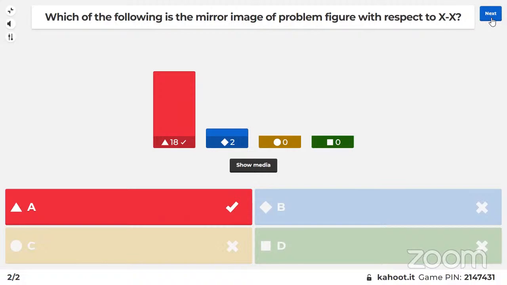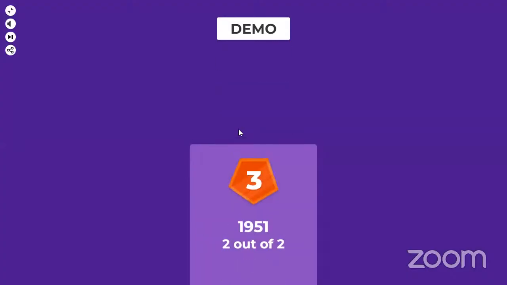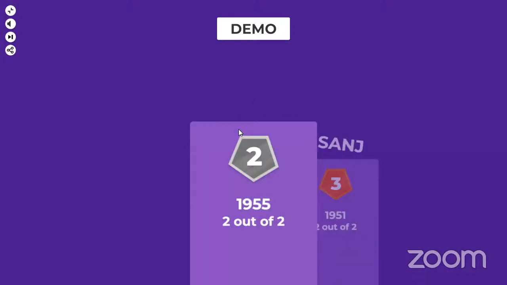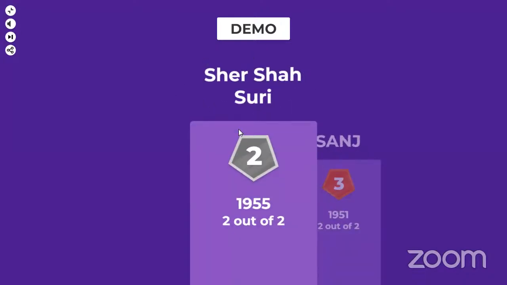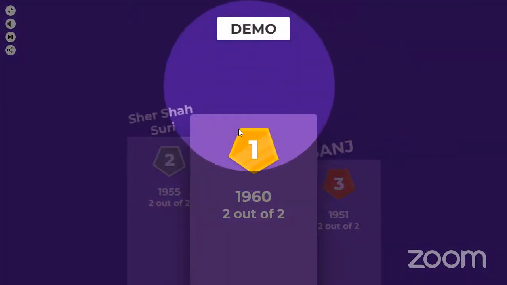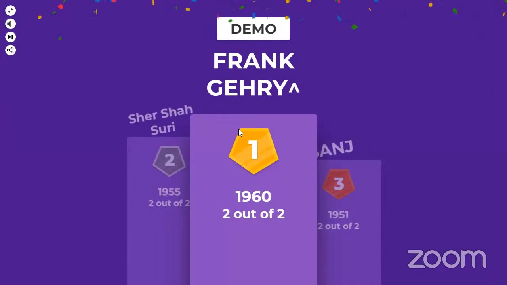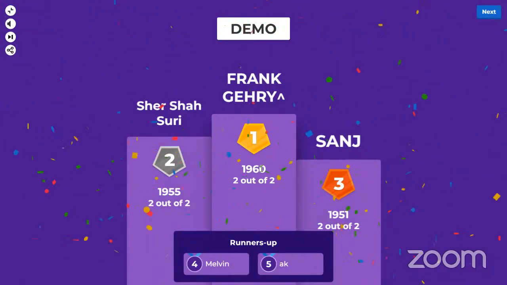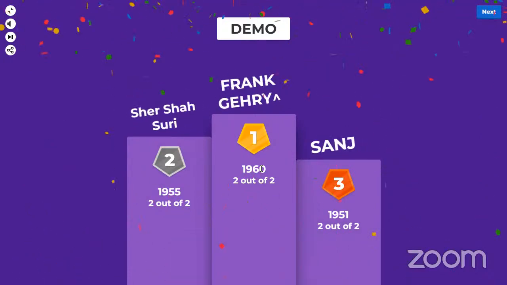Now, once the quiz is complete and all the questions are done, I'll click on next, and you'll be able to see the podium. Podium is wherein you see the winners. At position number 3 is Sanj. At position number 2 is Shersha Suri. This is just the demo quiz for today. And at position number 1 is it Akbar? No, it's Frank Gary. Great. You'll also be able to see the runner-up, Melvin and AK. This is how the podium would look.